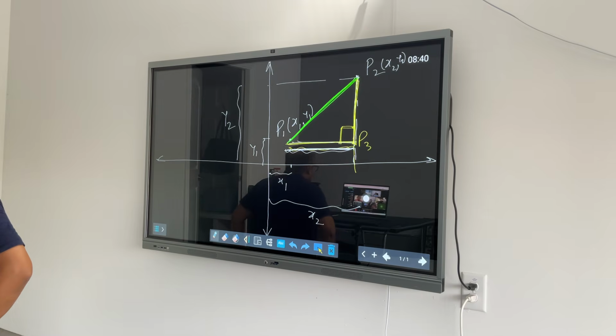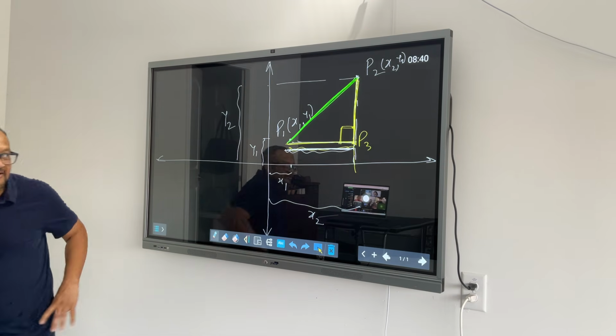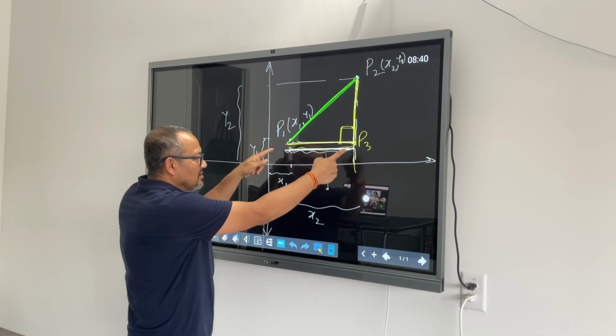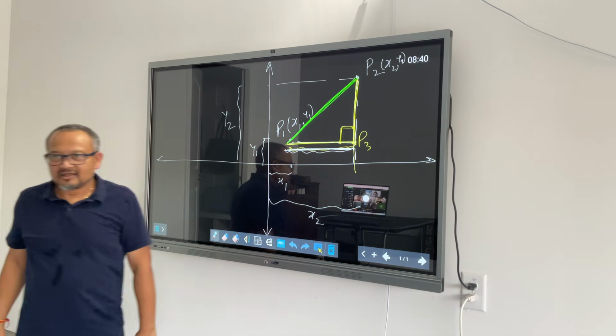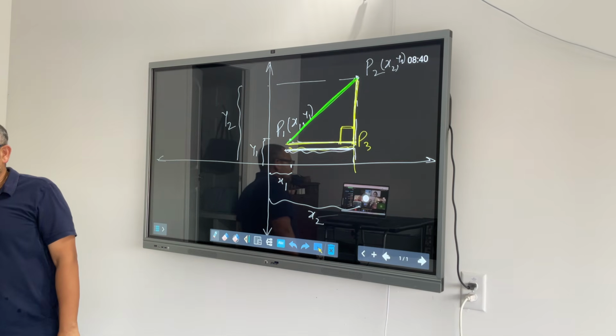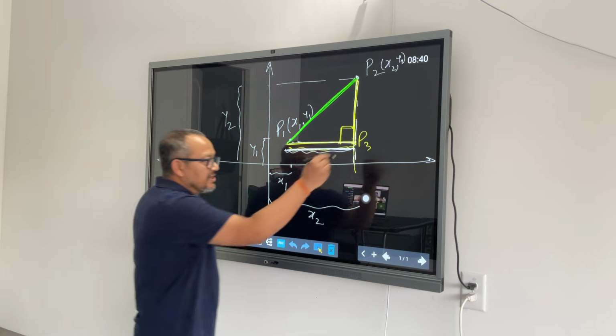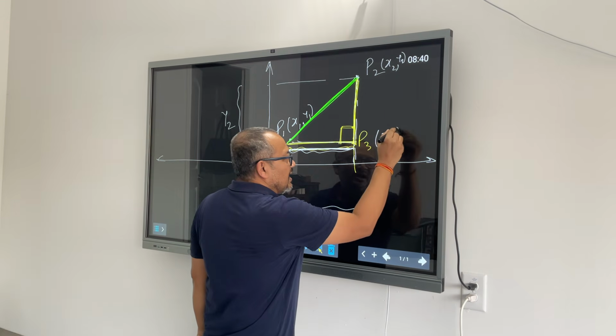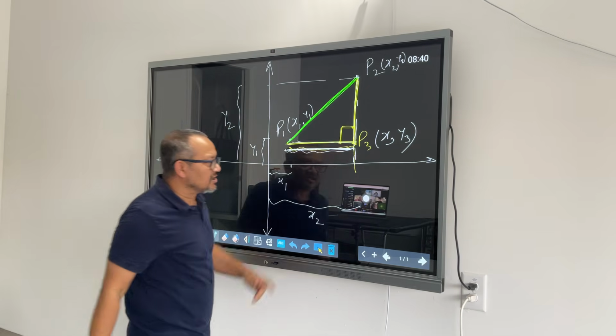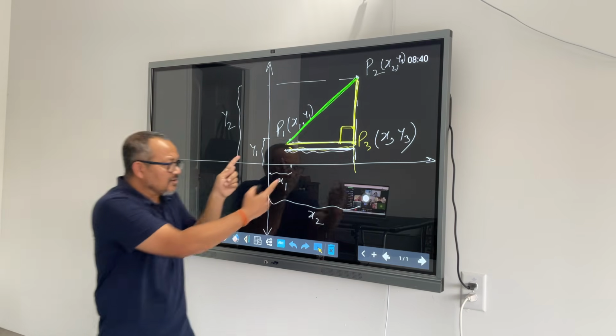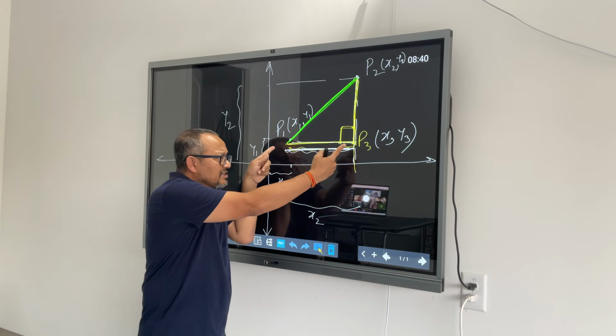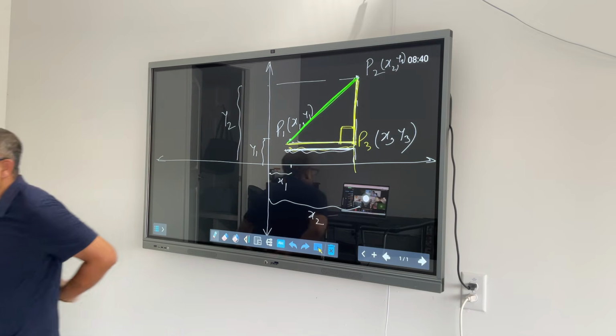Yes, Havisha, go for it. The bottom can be x3. That's okay. That could be x3, y3. That's the third point, x3, y3. But I'm trying to find out the absolute length or the distance between the 2 points based on whatever information we have.